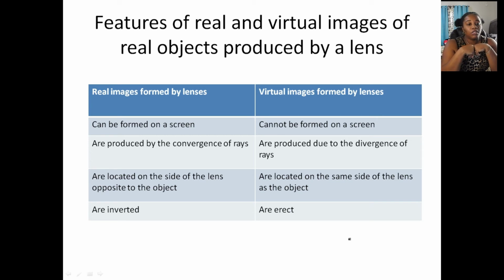Now virtual images formed by lenses cannot be formed on a screen, are produced due to the divergence of rays, are located on the same side of the lens as the object, and are erect. So the image that you see in the mirror is virtual because it's upright, right?